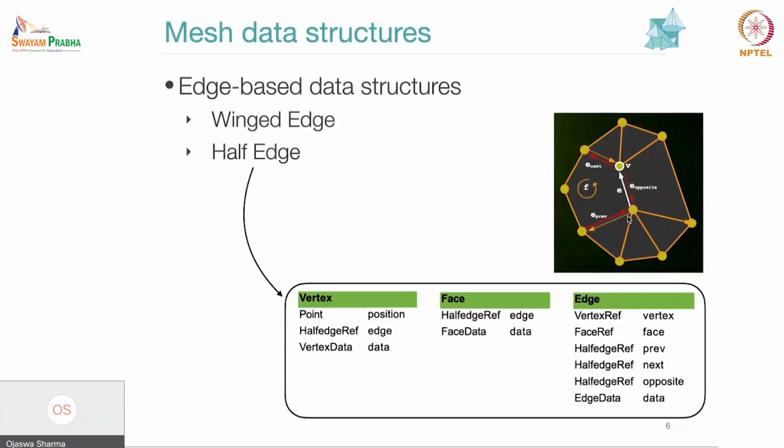Maybe it's best if I draw it. So what are the components? A previous half edge, next half edge, and opposite half edge, and some data associated with the edge. The face has a half edge reference and some data. The vertex has a half edge reference and its position, of course, and the data. So let me quickly draw and then make it a little clearer.